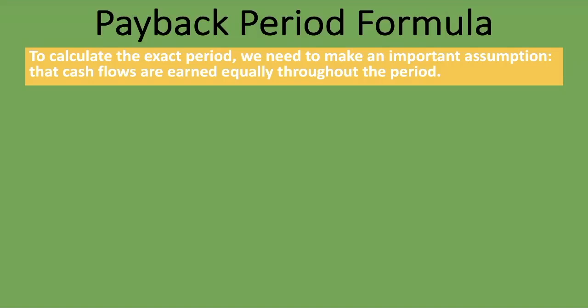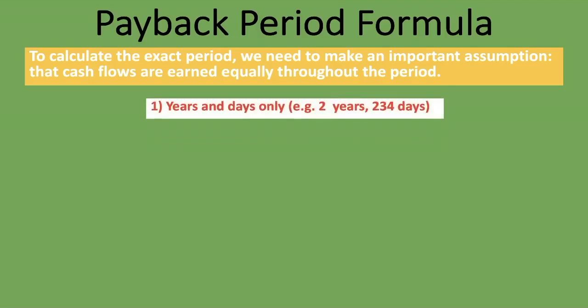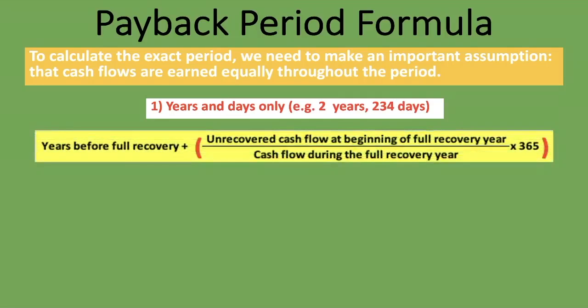So the first way of calculating the payback period is how we have done before, as I mentioned in the beginning, where we calculated the payback period and got the answer in years and days only. And that is the first method. You can see here, the example is where your answer comes out as 2 years, 234 days. But the reason some students have requested this is because their question may say, give your answer in years, months, and days. So that's what we're going to look at here. And the formula we looked at the last time is the years before full recovery plus unrecovered cash flow at the beginning of the full recovery year divided by the cash flow during the full recovery year multiplied by 365.